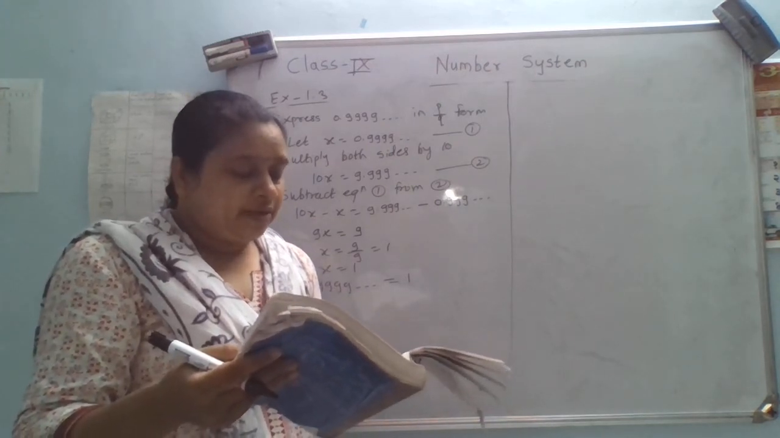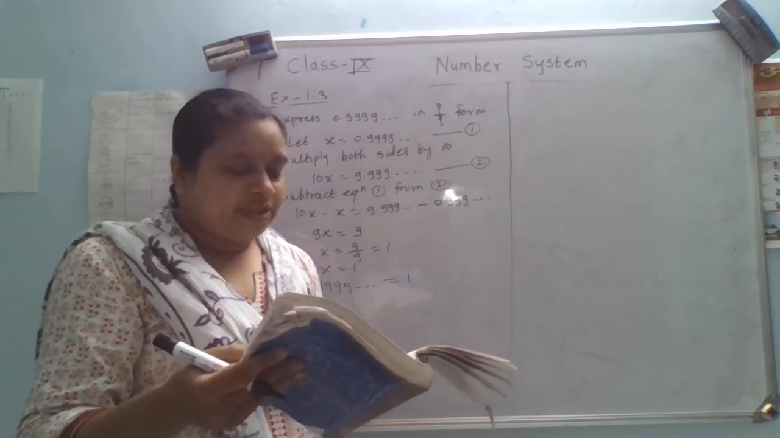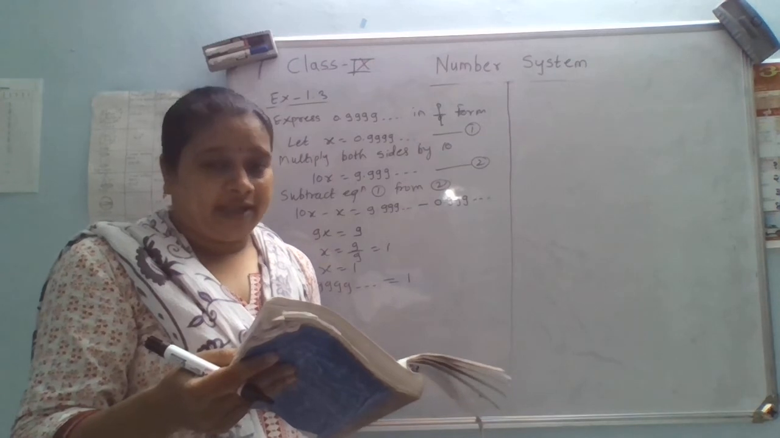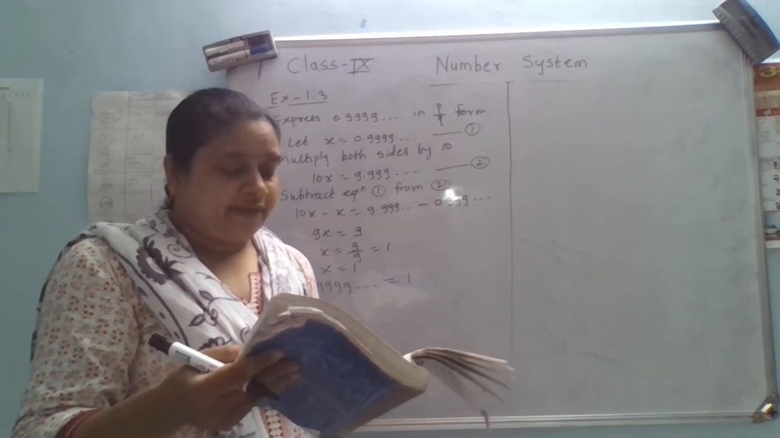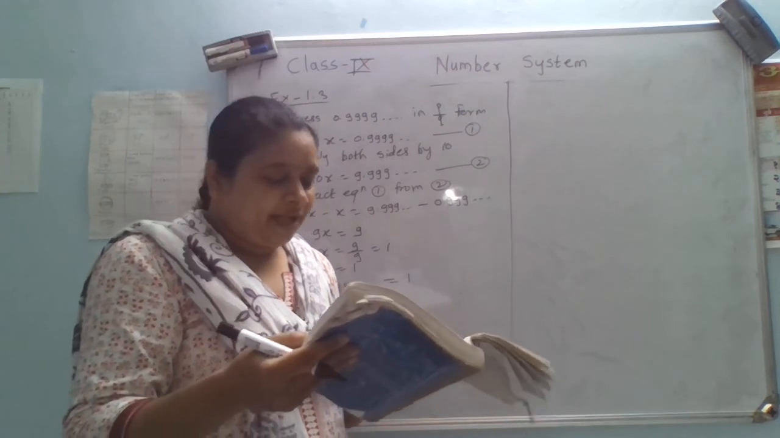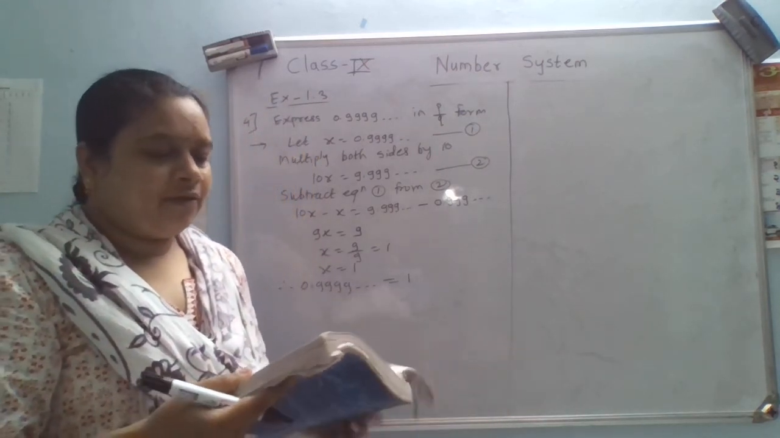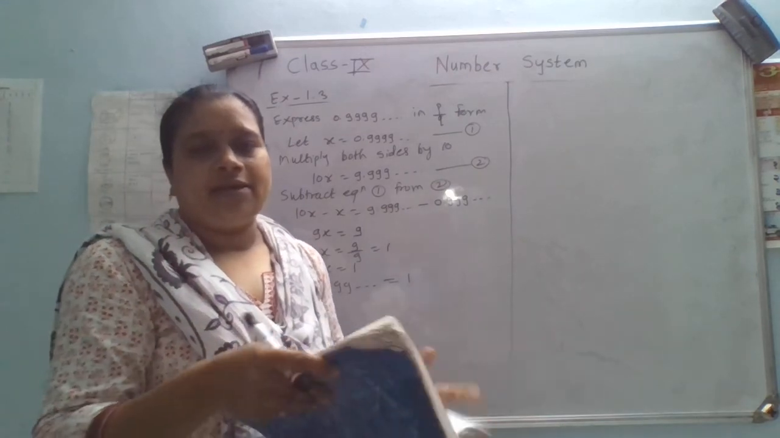Then the fourth one, 7.478 478, where three same digits are repeating, 478 478, so it is a rational number. Then the fifth one, the same number is not repeating, so it is an irrational number. Okay, the remaining exercise we'll see in the next lecture.